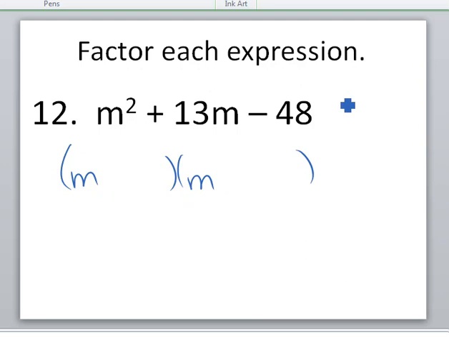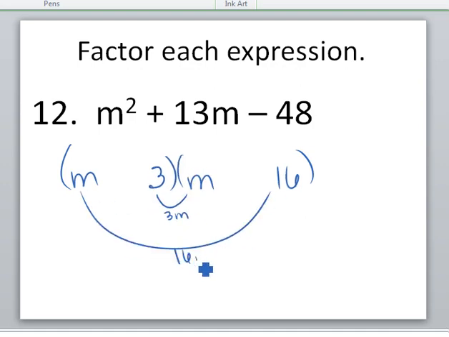I've got M times M. I've got 48. Factors of 48, I could list them all. The ones I need, though, are 16 times 3. 16 and 3 will give me a 13 because I need a negative 48. I need one of these to be positive and one of them to be negative. So I need a positive 13, so there'd be a positive 16 and a negative 3.